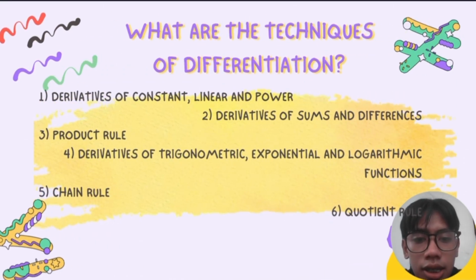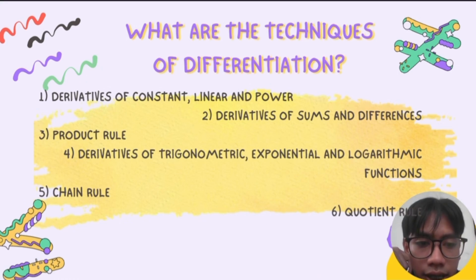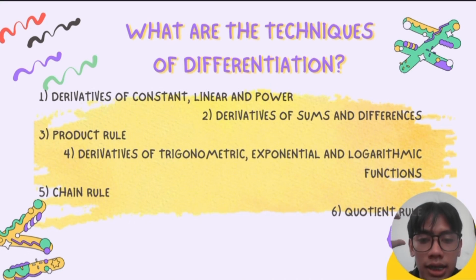In total, there are about 6 techniques of differentiation. The first technique is derivatives of constant, linear, and power. The second technique is derivatives of sums and differences, while the third technique is product rule. For the fourth technique, it is derivatives of trigonometric, exponential, and logarithmic functions. And for the fifth technique, it is the chain rule. And last but not least, the last technique is quotient rule.